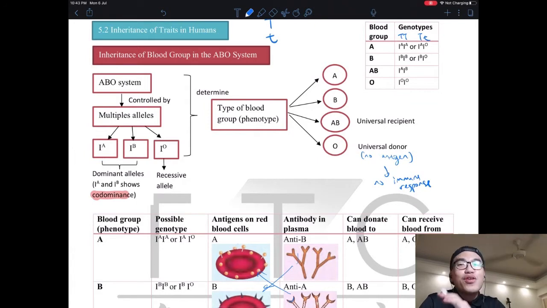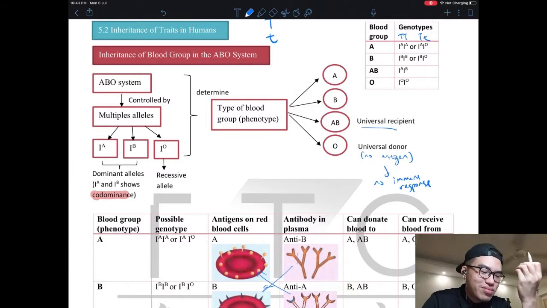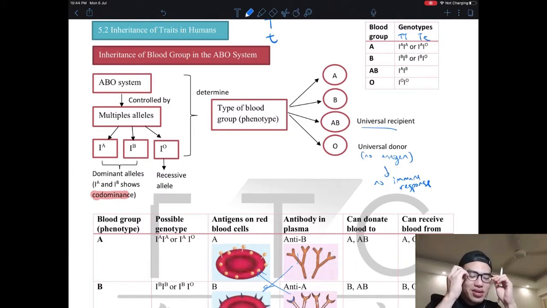They can get from everyone, but they can only give it to AB because of the marker, because of the antigen. They have two antigens there, so they cannot give it to A. They cannot give it to B. They cannot give it to O. Okay, so selfish guy.